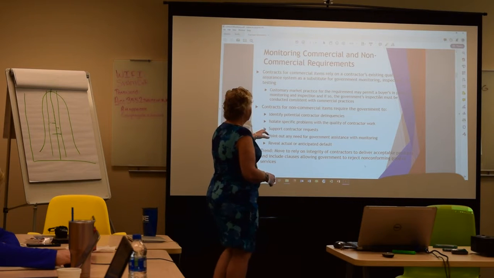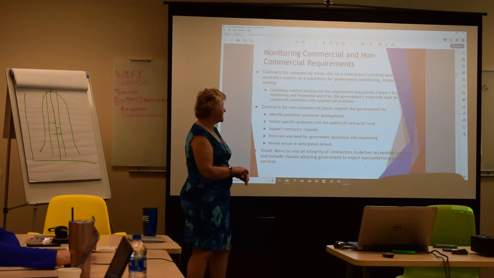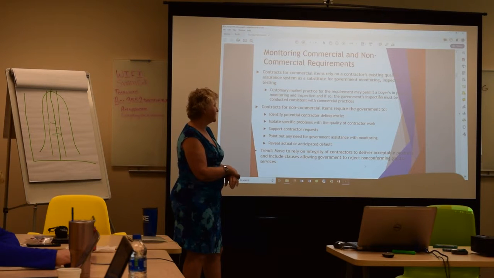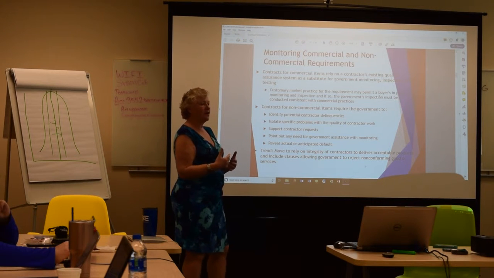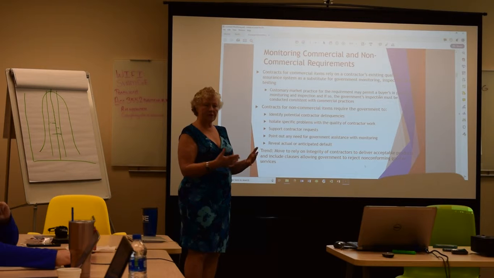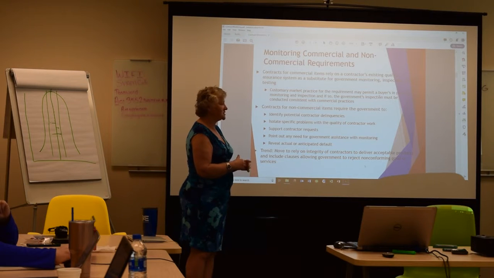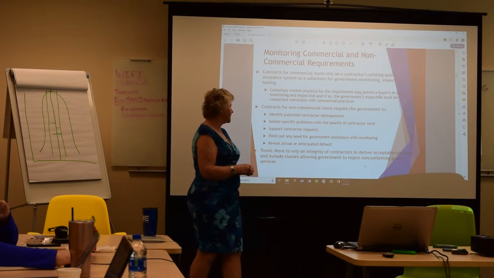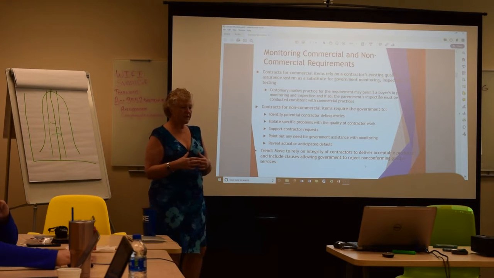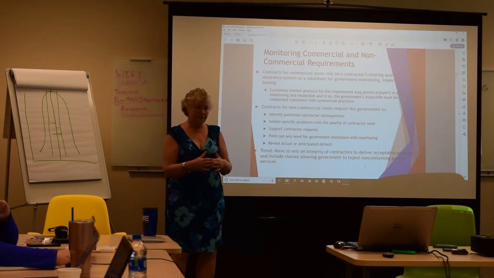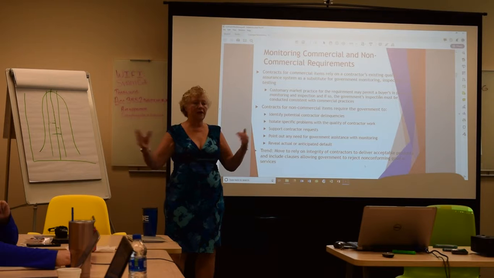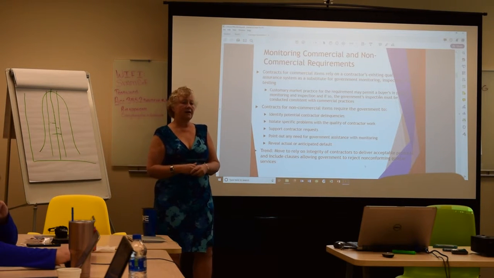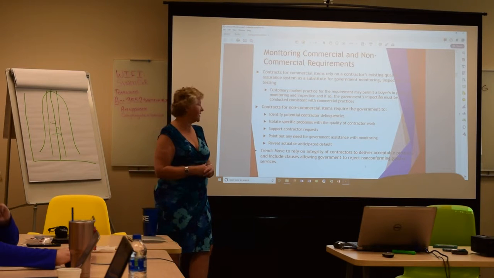If it's a non-commercial item, they have to identify any delinquencies, isolate the problem with the quality of the contractor's work, so they actually have to tell the contractor that there's an issue. Support contractor requests for, okay, here was our interpretation of the requirement, tell us what your interpretation was, so that they can get legally aligned. Point out any need for government assistance, and then reveal the actual or anticipated default. So if the government thinks that you're only slightly off and it's just a matter of tweaking something, they'll let you continue on with the contract. But if they think you're violently off, they may say, we don't think you can get there, and you have to justify how you put it.